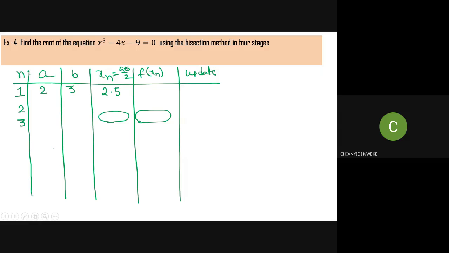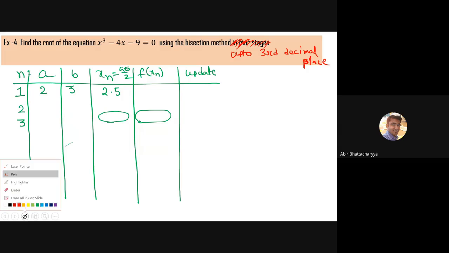Sir, is it up to third iteration? No, not up to third iteration. You have to go up to the third decimal place. Okay, up to third decimal place. So your target now is to write in this space: what is the value of x3 and f of x3?